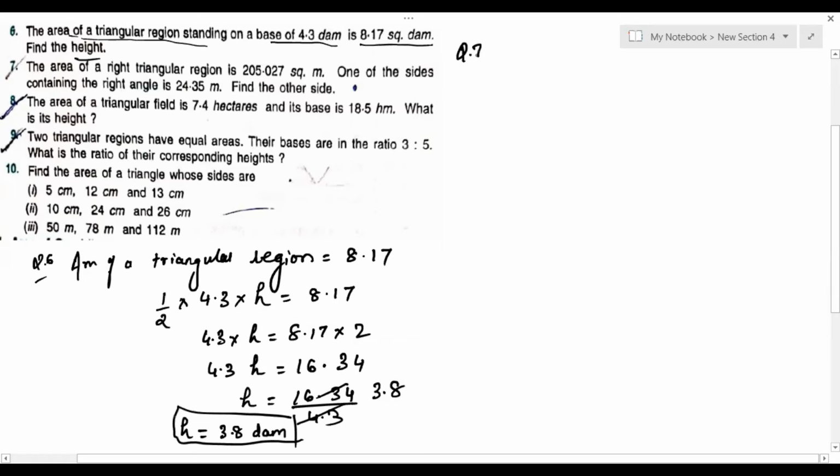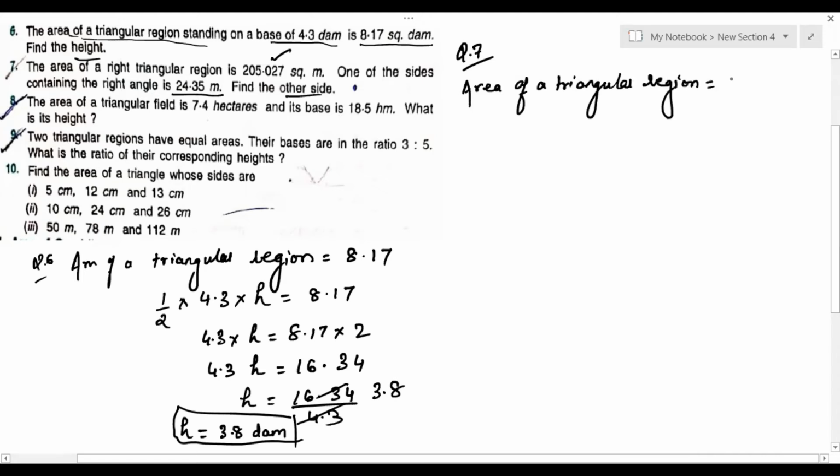Next, question number 7. The area of again a right triangular region is given to us. One of the sides containing the right angle, you can say any one, that is the base, is given to us. Find the other side. So we need to find out the height. So again, we'll go ahead with this. First, what is given to us, we'll write down: the area of the right triangular region is already given to us.